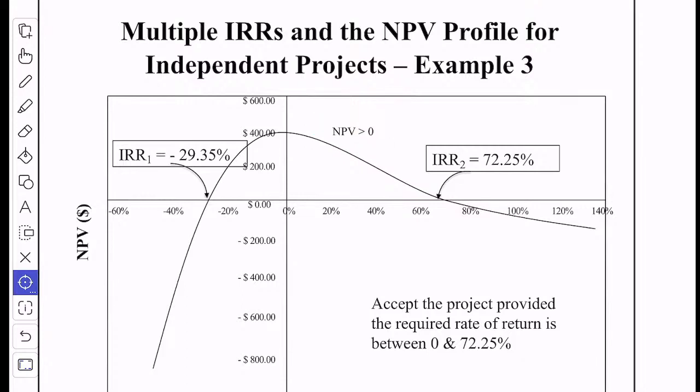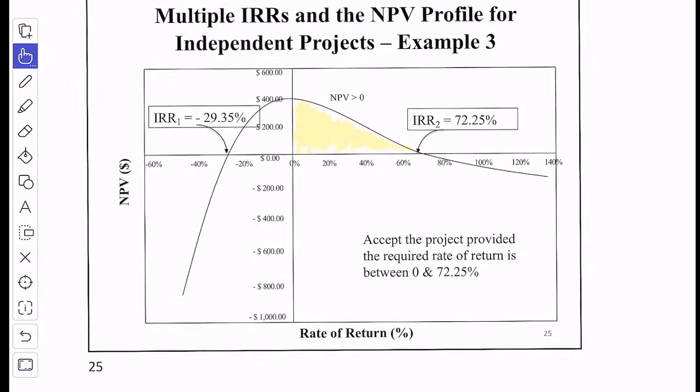All right. So I'm not going to highlight the other area because firms will not pick a discount rate in here. So accept the project provided the required rate of return is between 0 and 72.25. Well, thank you, Diego. So you're doing that profile. Excellent. All right. So that's multiple IRRs.